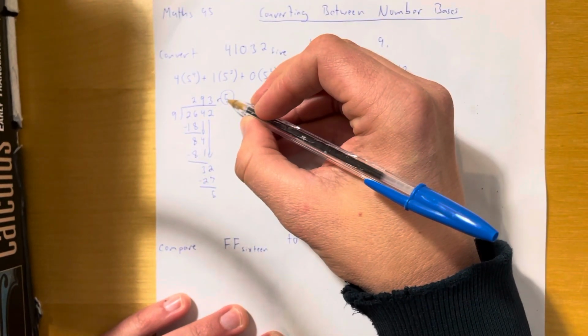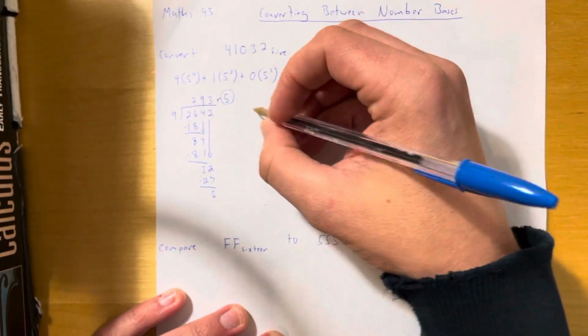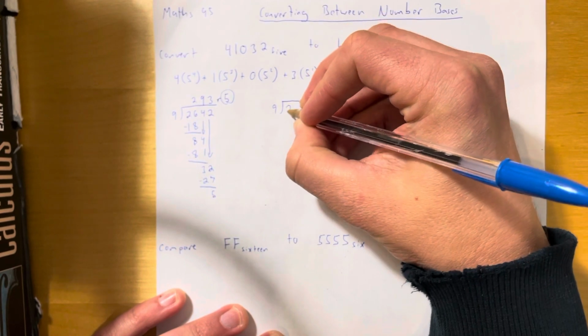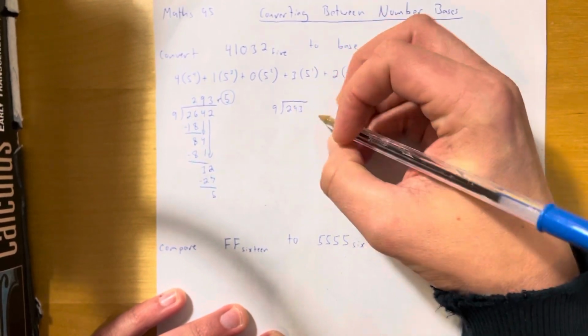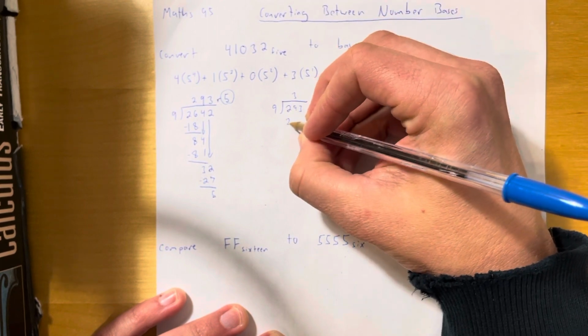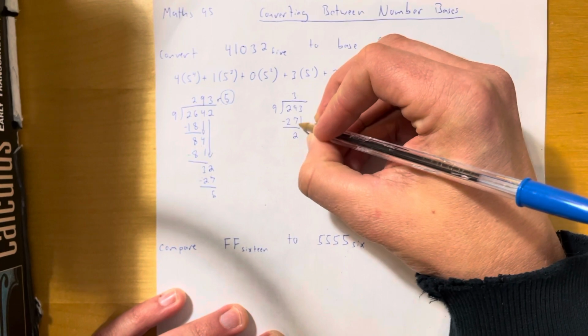Okay, circle the remainder as a reminder that I'm going to use that in my numeral. Now what I'm going to do is take the quotient and divide that by 9. So I'm going to do 293 divided by 9. 9 goes into 29 3 times. 3 times 9 is 27. The subtraction gives me a 2.